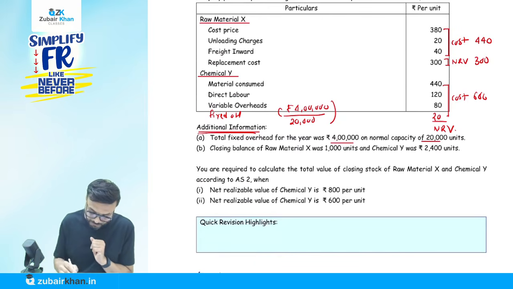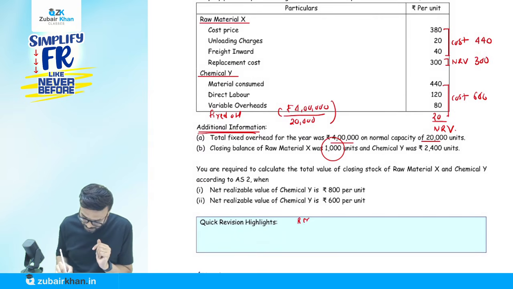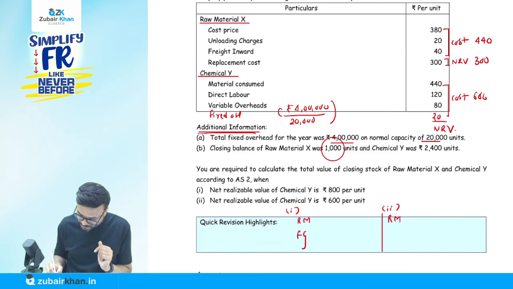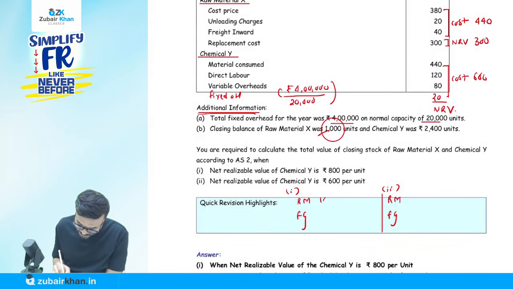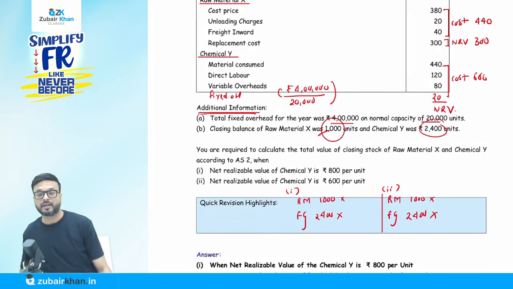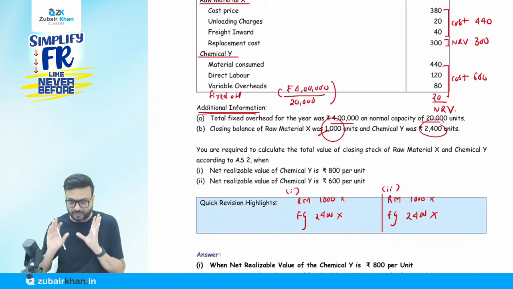So simple. Then they say the closing stock of raw material, we have 1000 in the closing stock. When I talk about the raw material, two situations are given, 1 and 2. So let me write it like that, 1 and 2. We have to decide how we do the valuation of raw material and finished goods, here also raw material and finished goods. How much do we have in the stock of raw material? We have 1000 units. Then for the chemical, the finished goods, 2400. Two situations are given, that's why I have written it 2 times. Now how do we decide their value, cost or NRV, one by one.